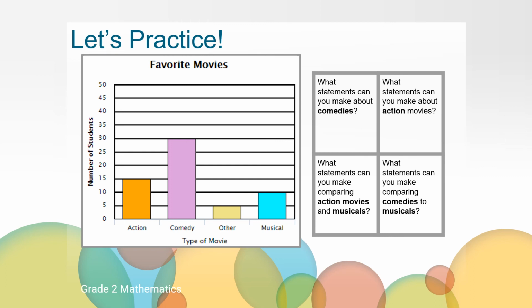What statements can you make about comedies? What statements can you make about action movies? What statements can you make comparing action movies and musicals? What statements can you make comparing comedies to musicals? We'll pause here to give you some time to work.